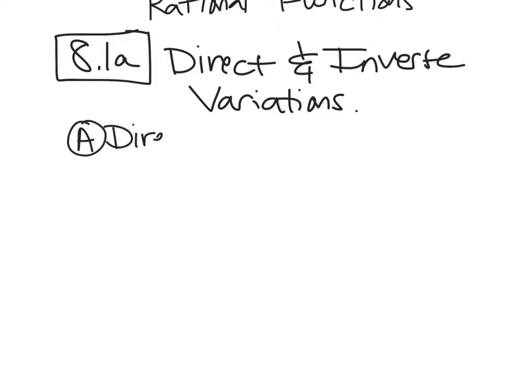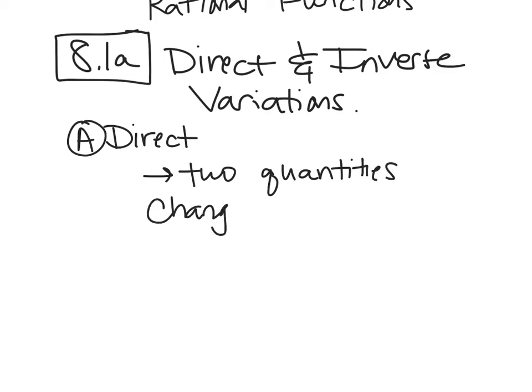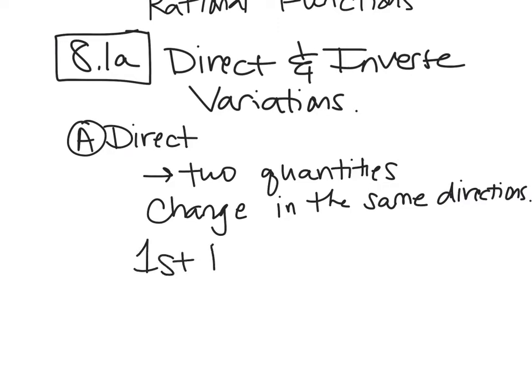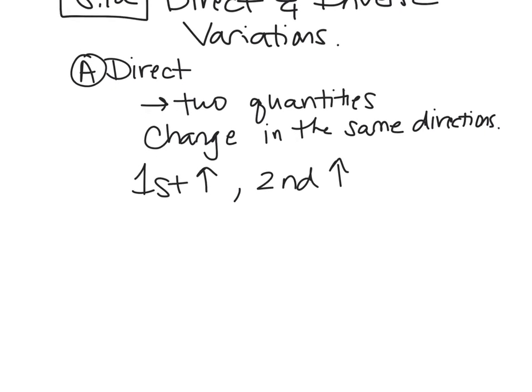And how do you tell if something is a direct variation? Well, a direct variation is when two quantities change in the same direction. For example, if your first quantity is going up, then your second quantity will also go up with it. And if your first quantity is going down, your second quantity is going down also.